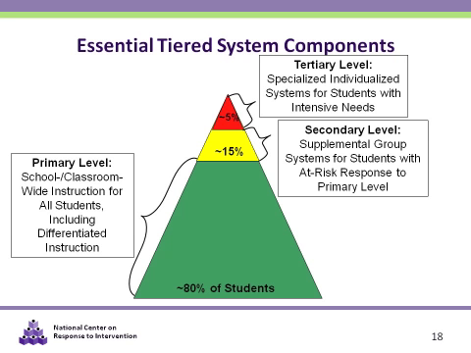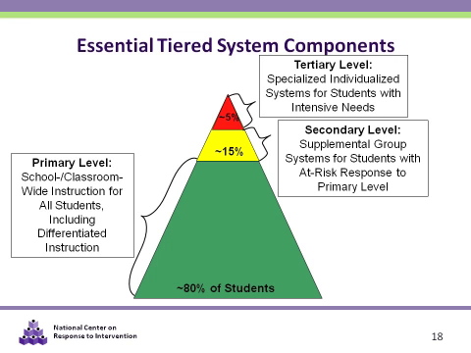This is where the triangle that you're probably familiar with comes into play. At the bottom, you'll see the green, which we consider to be about 80% of students. And in an effective system, that 80% of students should be benefiting from primary level instruction and curriculum. It is school, class-wide instruction for all students, and it includes pretty significant differentiated instruction. The second level, or secondary level, is supplemental. So students are continuing to receive that primary level, but also receiving supplemental supports, and those are through small groups, teacher-led interventions. And then our third level, which is tertiary, is for a very small group of students, and it includes specialized, individualized systems for students with intensive needs.